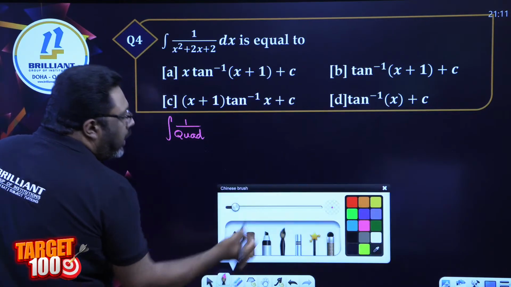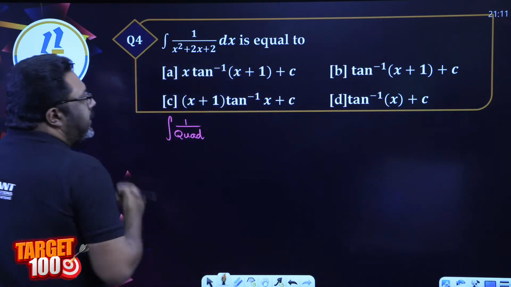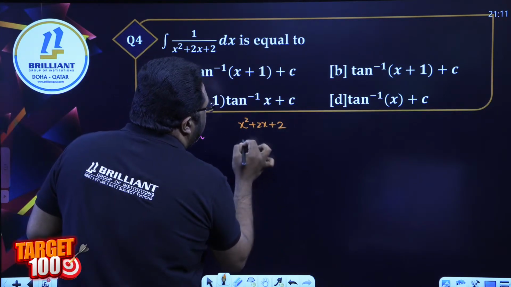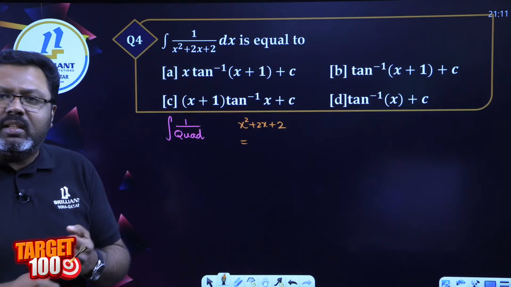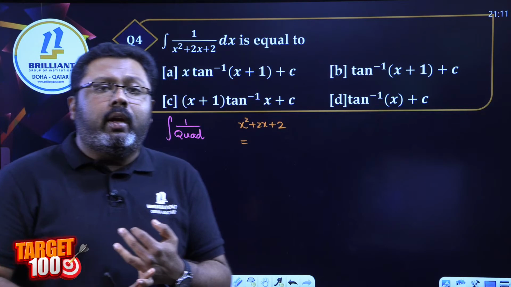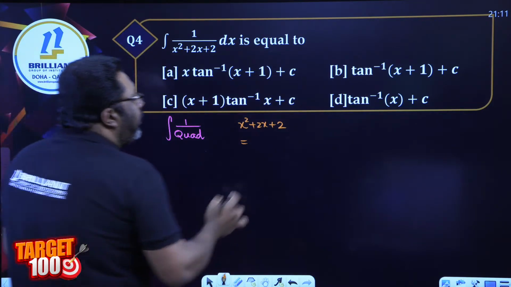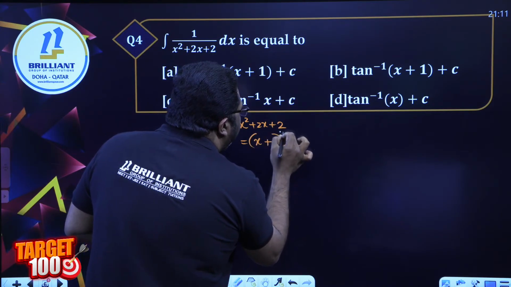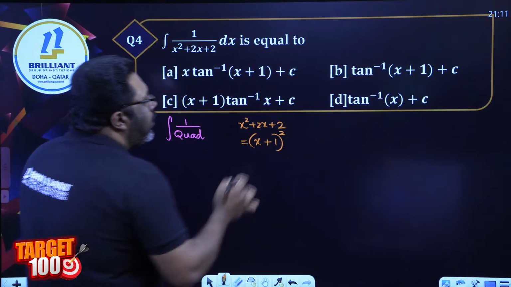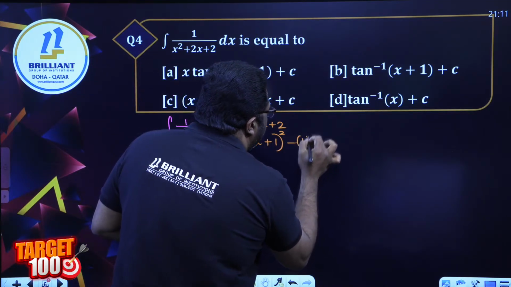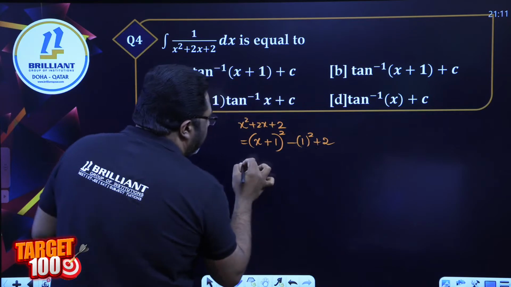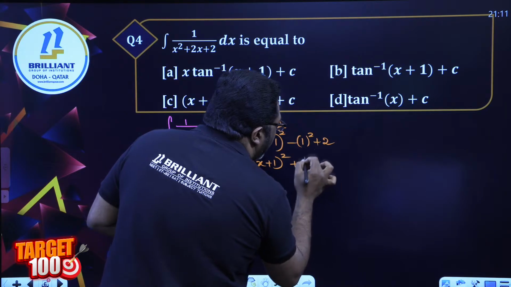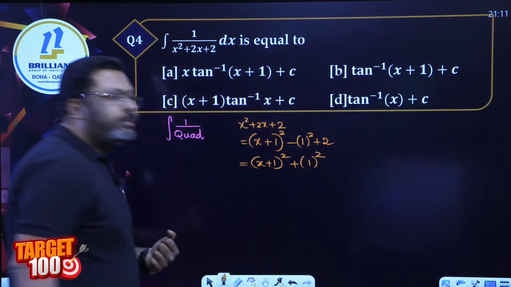Integral of 1 by quadratic. So what should you do with this? You have to convert x squared plus 2x plus 2 in the form of x squared plus a squared, or x squared minus a squared, or a squared minus x squared, using completing the square method. So if you use completing the square method, this is going to be x plus 1 squared minus 1 squared plus 2, which is x plus 1 squared plus 1 squared.